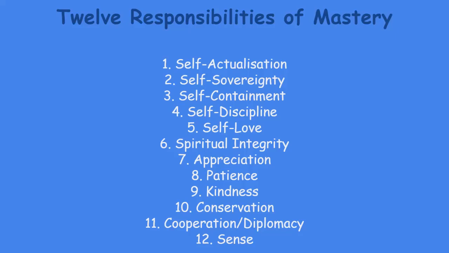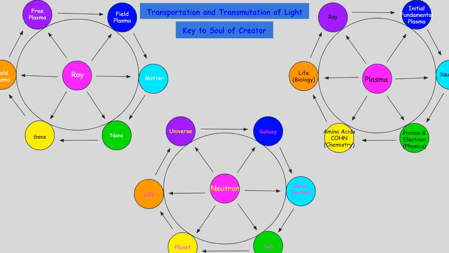The 12 responsibilities of mastery: self-actualization, self-sovereignty, self-containment, self-discipline, self-love, spiritual integrity, appreciation, patience, kindness, conservation, cooperation, diplomacy, and sense. This is the transportation and transmutation of light, key to the soul of the creator. This is the chart that I created based on the teaching of Mr. Keshe.